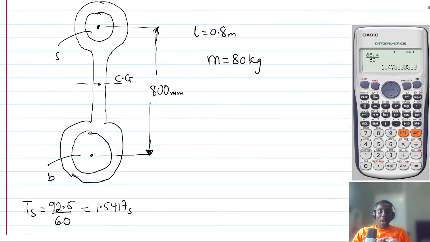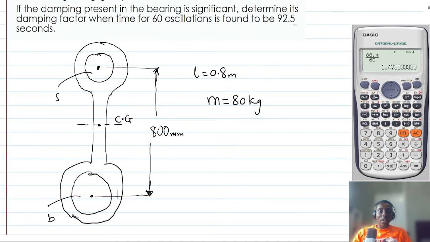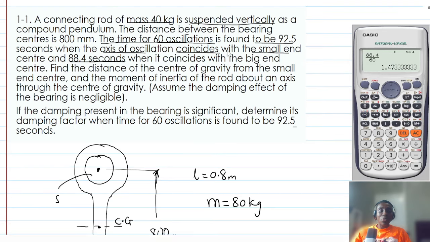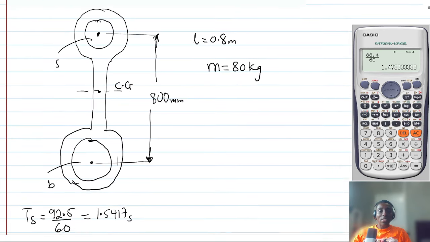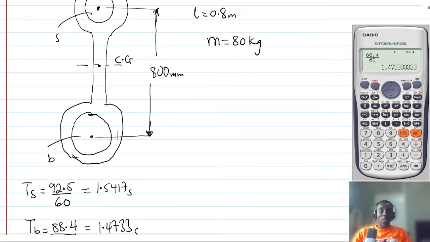Now the whole idea is that we don't know where the center of gravity is about the big end or the small end center. But if you look at the question carefully, the question asks us to calculate the distance of the center of gravity from the small end center. So what we can do is start off by assuming that there is a distance here, let's say, to the big one.